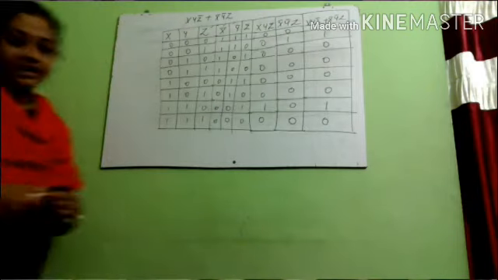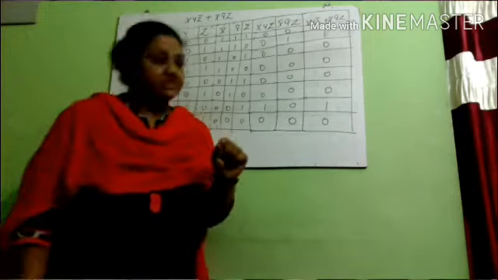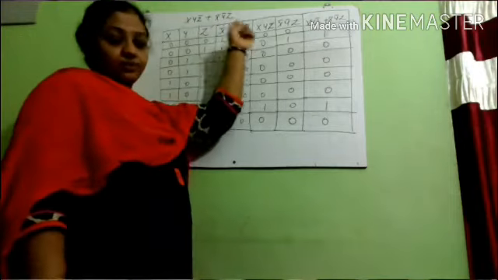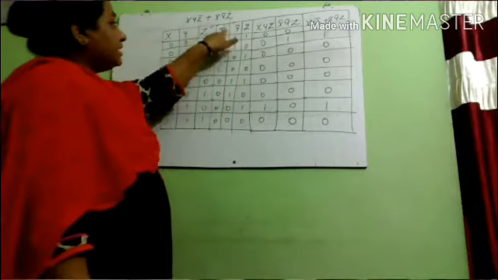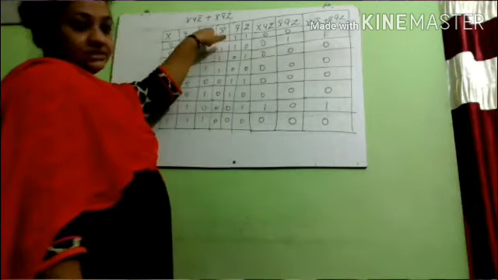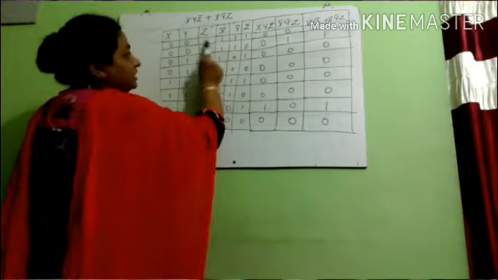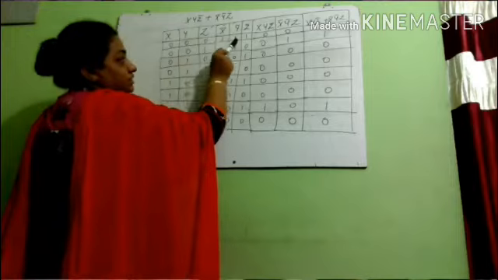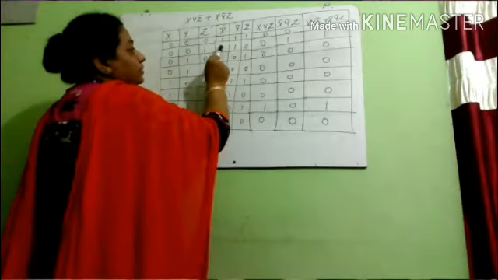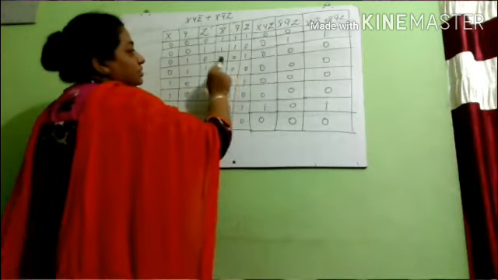The next step, after representing each variable and its complement, is to represent the individual expressions. The individual expression is X, Y, Z bar. So first check: is X available? Yes. Is Y available? Yes. Is Z bar available? Yes, Z bar is here. Now we need to AND X, Y, Z bar.